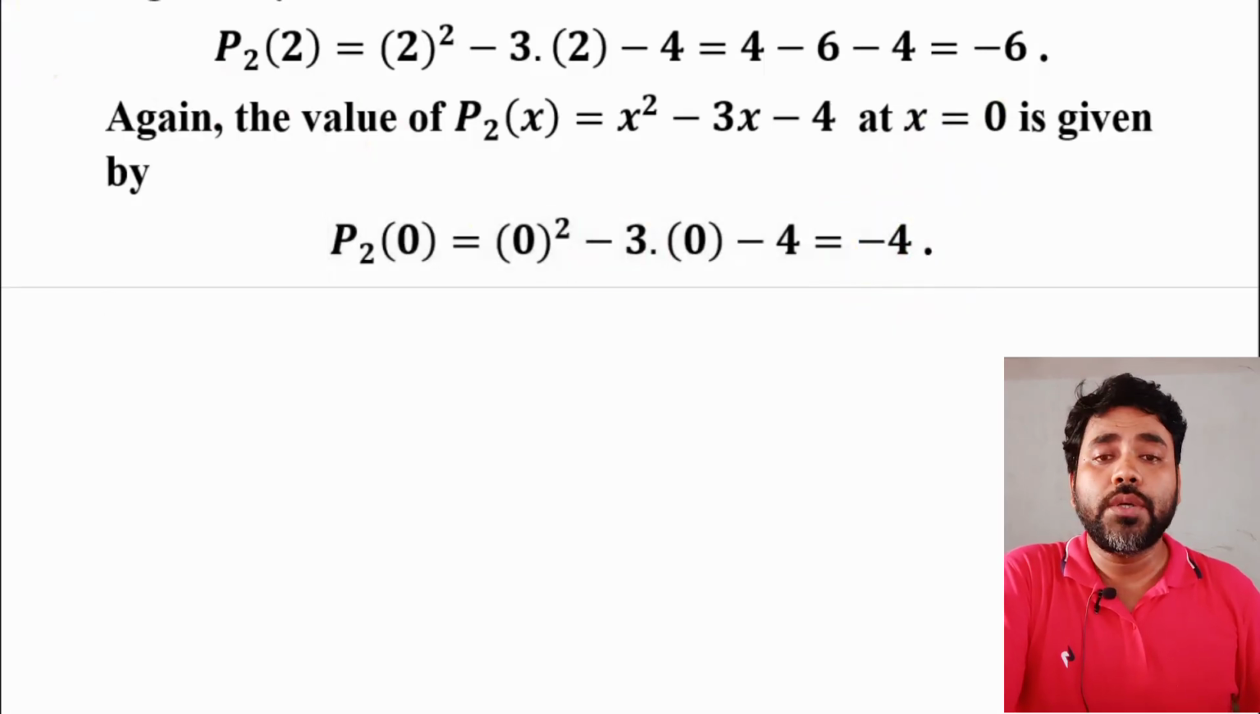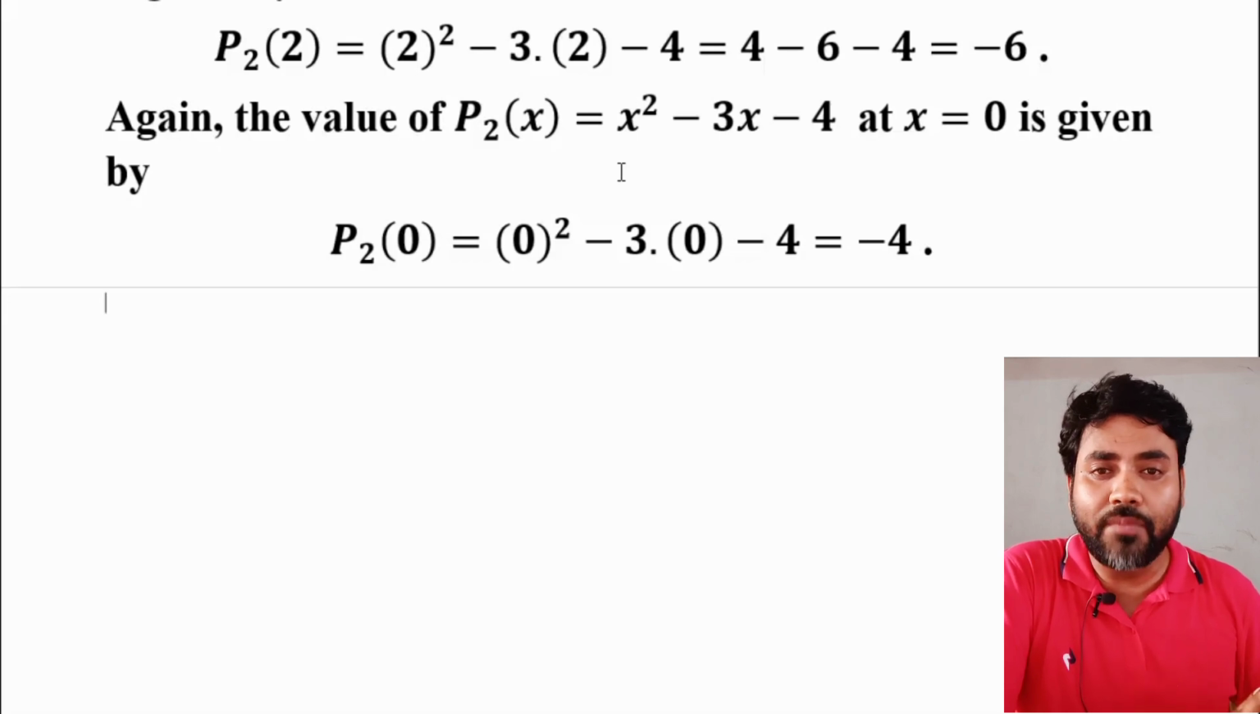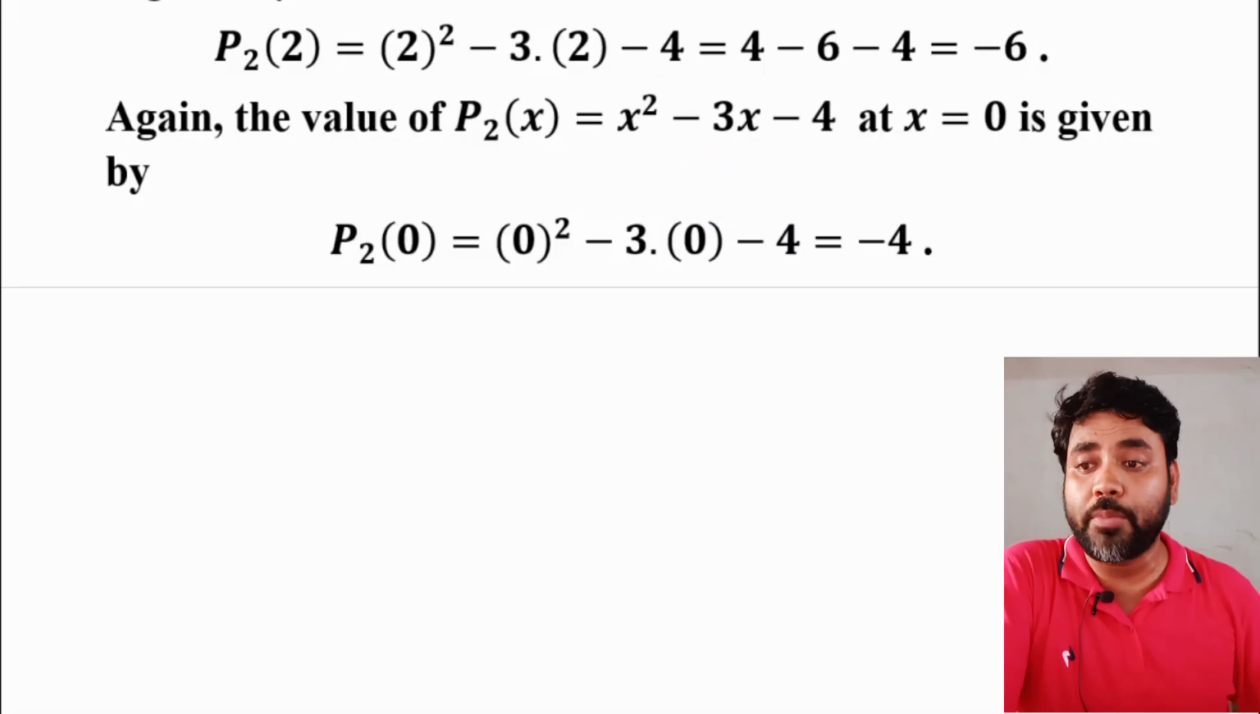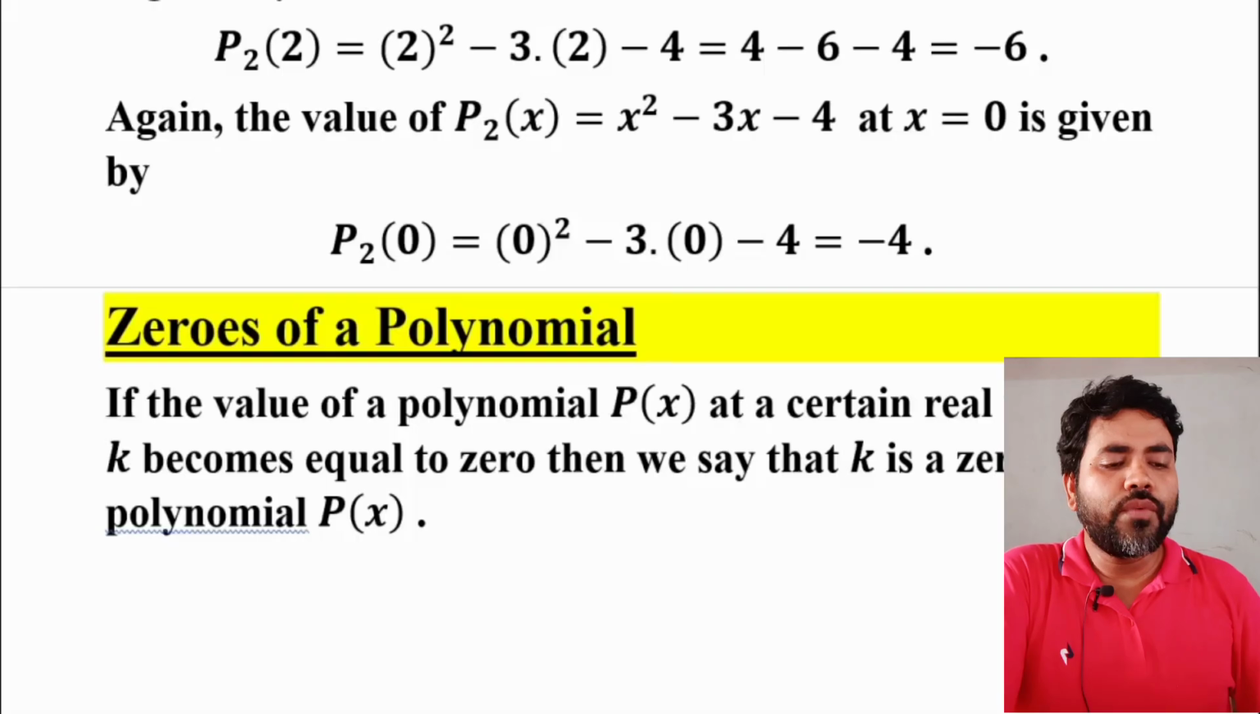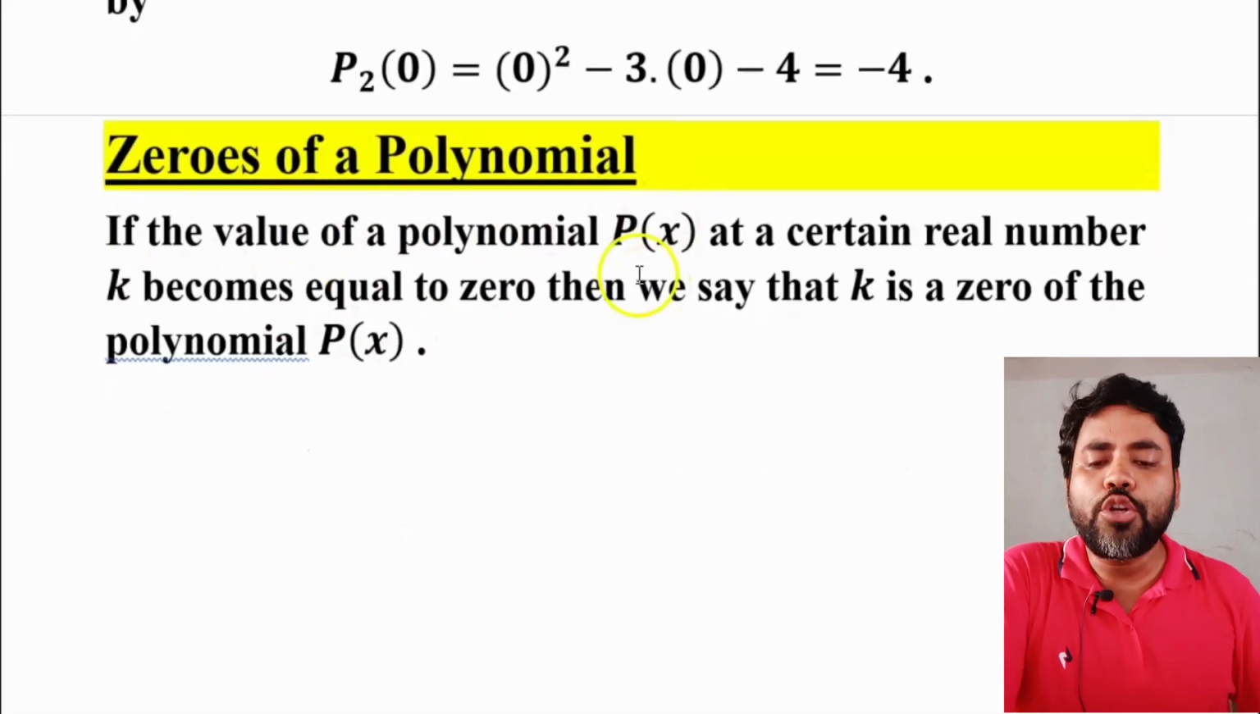Now we will discuss what is the zero of a polynomial. Be careful. Here we took the example of the value of p2(x) at the point x equal to 0. This is different. We will now discuss the zero of a polynomial, not the value of the polynomial at the point x equal to 0. The zeros of a polynomial. So what are the zeros of a polynomial? If the value of a polynomial p(x) at a certain real number k becomes equal to 0, then we say that k is a zero of the polynomial p(x).